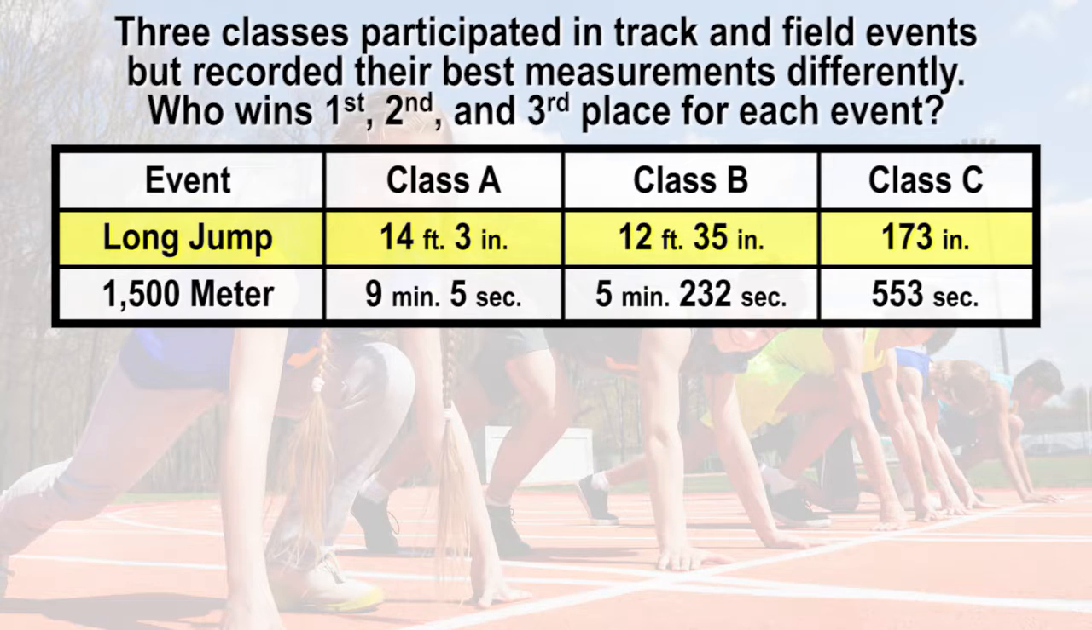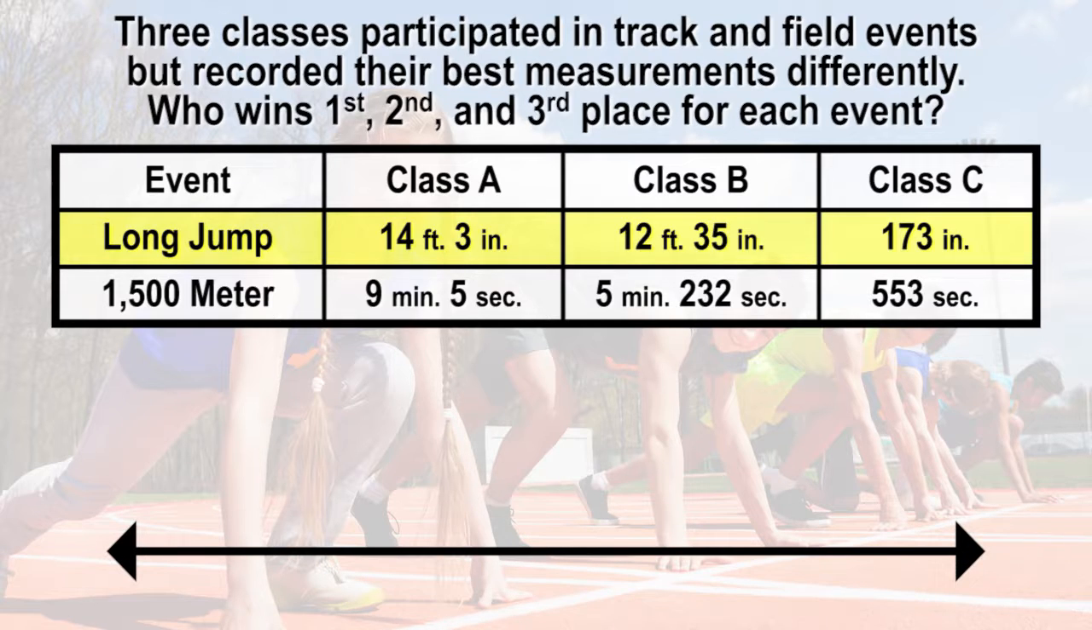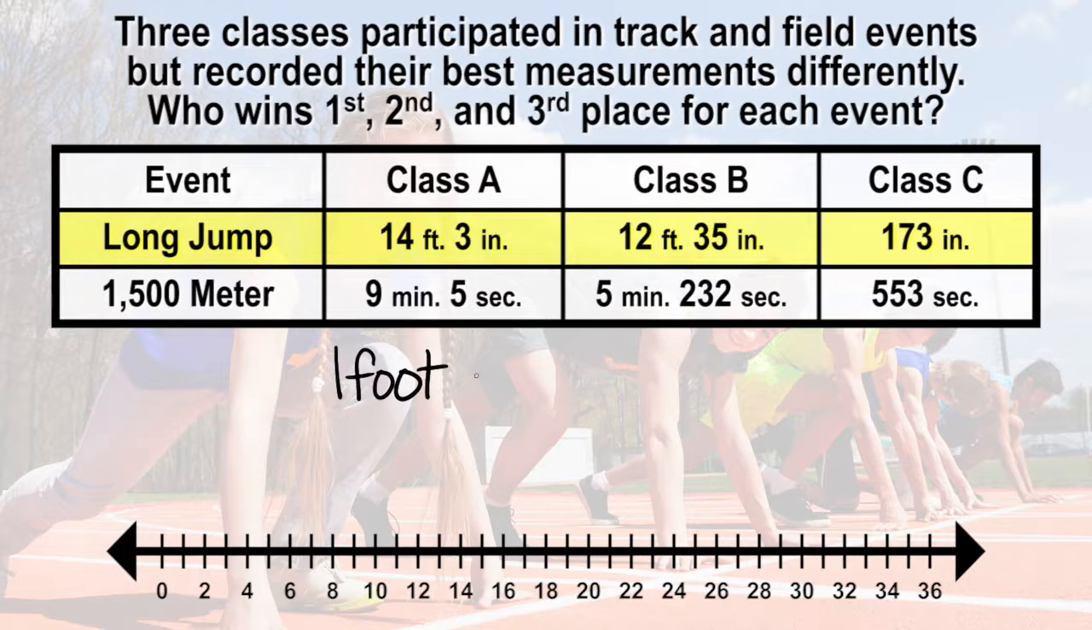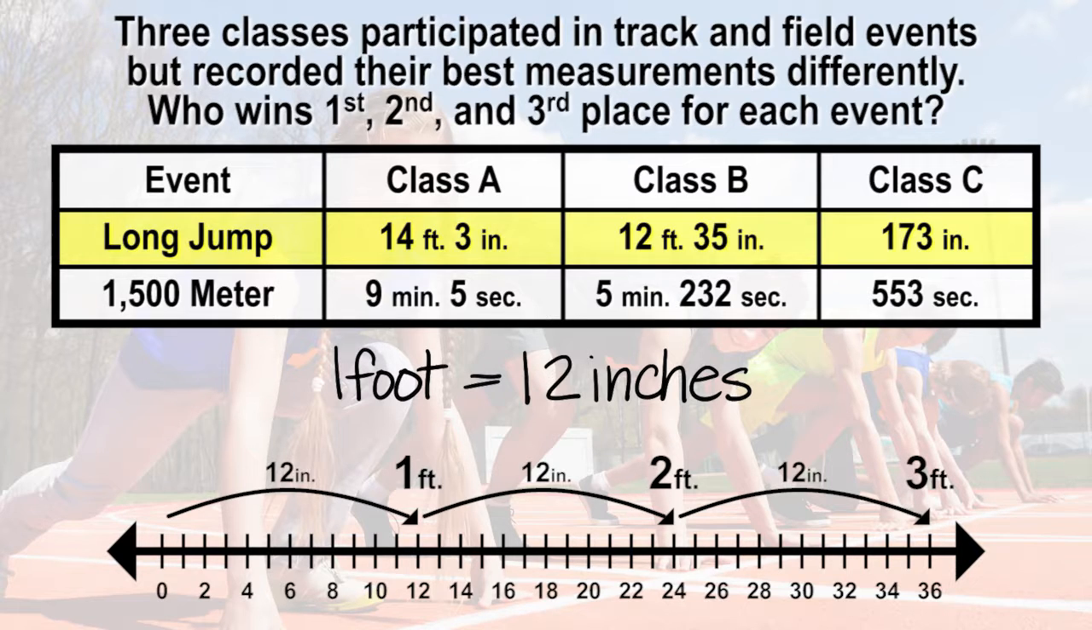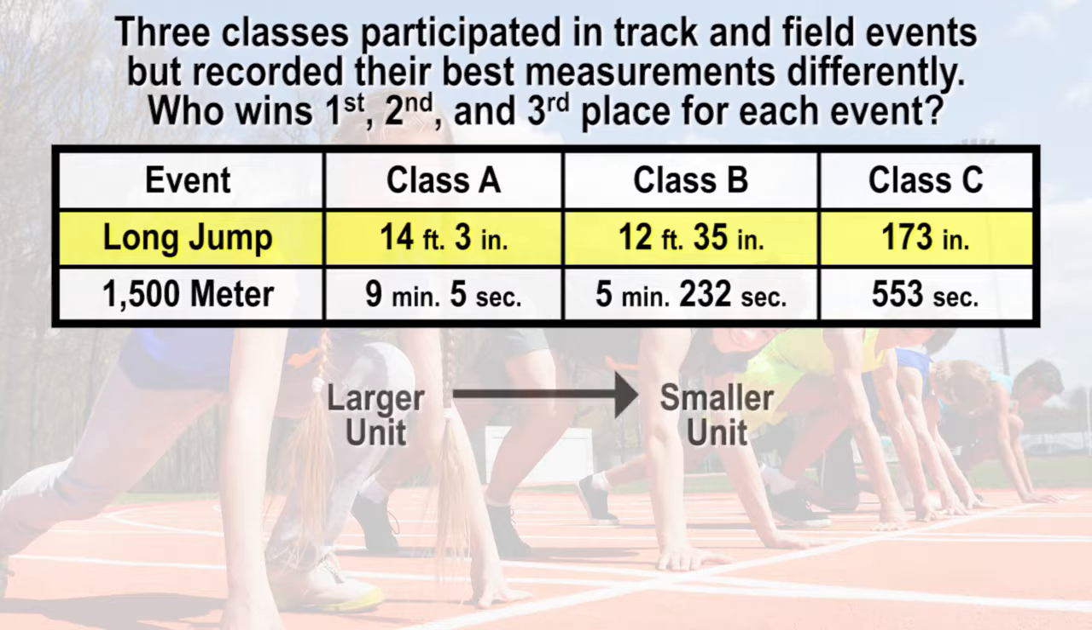Can the 35 inches of their jump be converted also? Let's try drawing a model to help us understand this. Let's try a number line. If 1 foot equals 12 inches, then one jump of 12 inches is 1 foot. Another 12 inches is 24 inches, or 2 feet. Another 12 inches is 36 inches, or 3 feet. Since we were just converting 35 inches, not 36, then 35 inches is 3 feet minus 1 inch, or 2 feet, 11 inches. To convert from a larger to smaller unit, like yards to feet, we use multiplication.